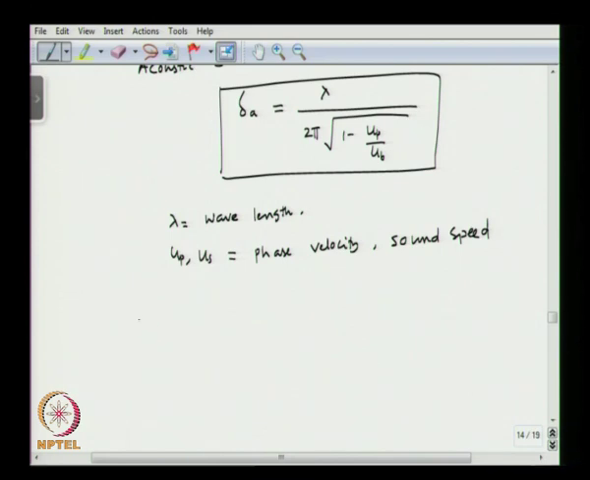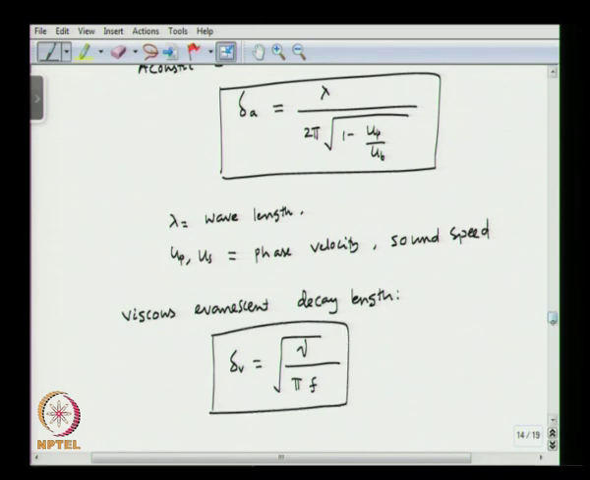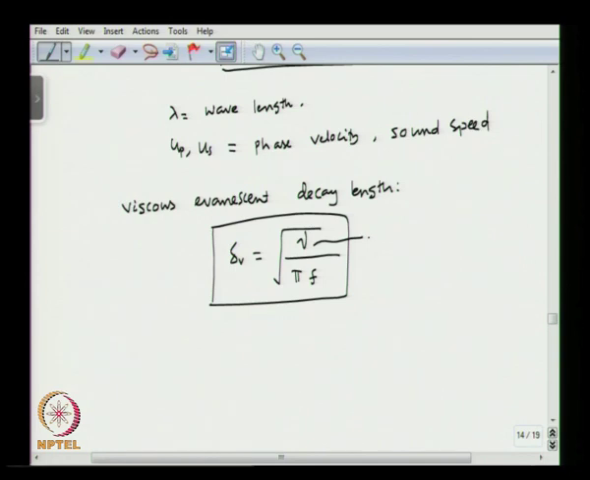And then we have the viscous evanescent decay length, which is given by the expression square root of nu divided by pi f. Here nu is the kinematic viscosity, and f is the frequency of the acoustic wave.